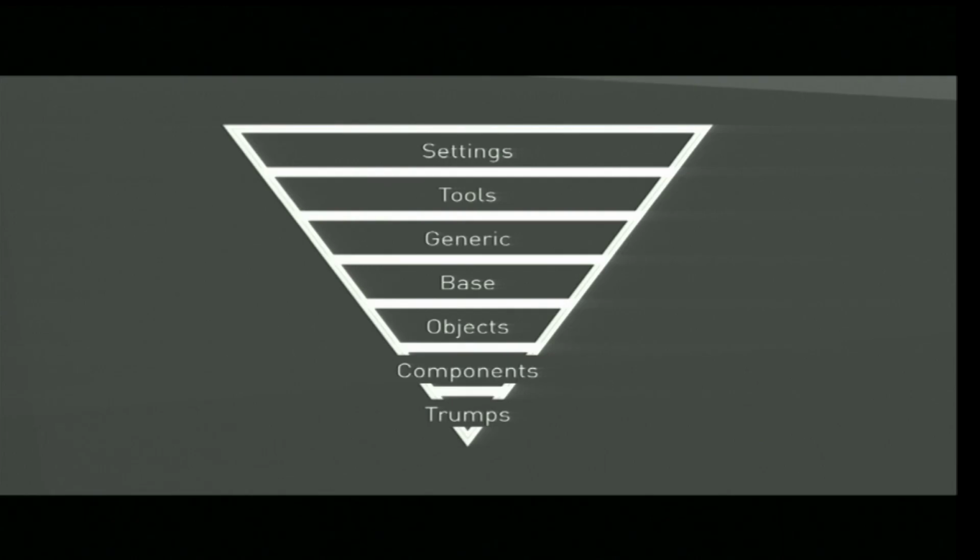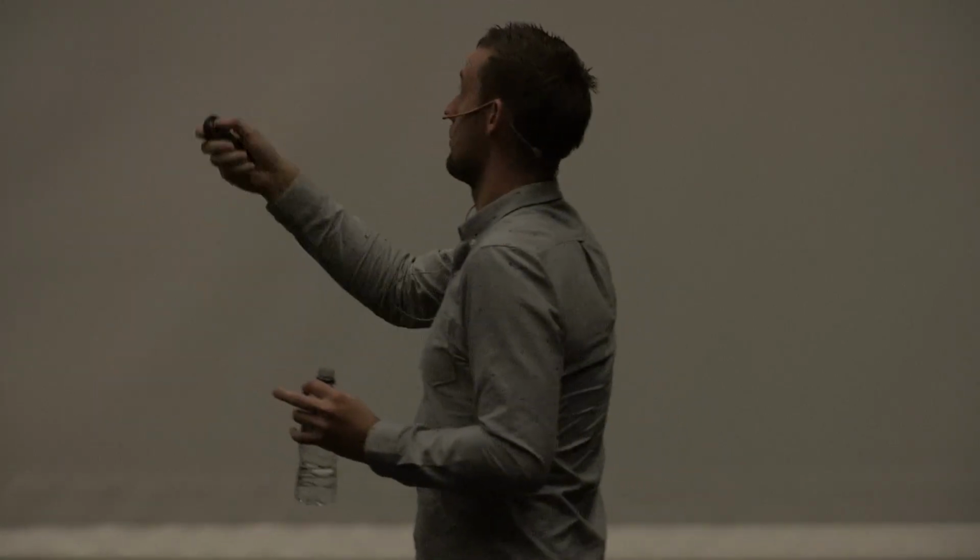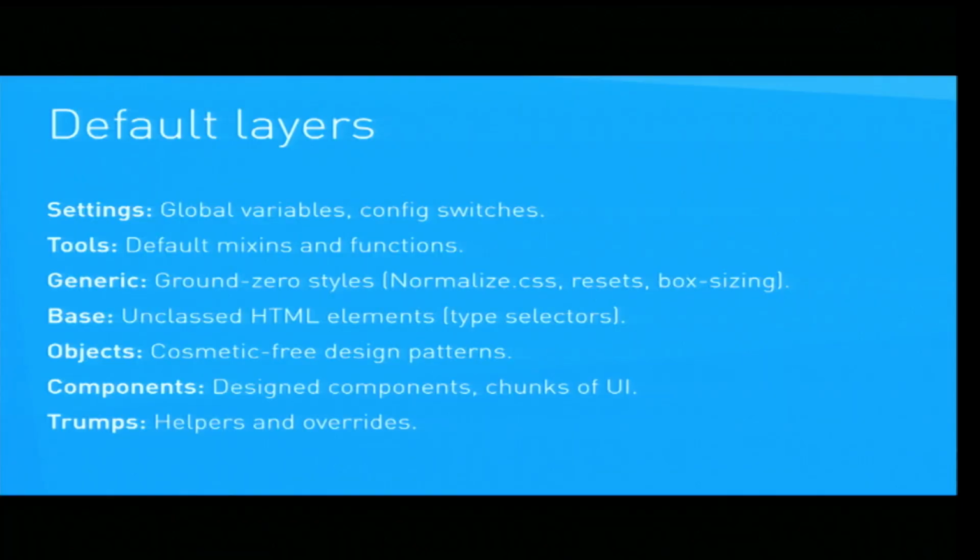If you work in an object-oriented CSS manner, anyone work to an OOCSS methodology? So a few of you will need the objects layer. Those of you who don't can perhaps ditch it. And the default layers, so settings is global variables. These are things that operate globally. You might have private variables inside specific partials, but your project's global variables go right at the beginning.